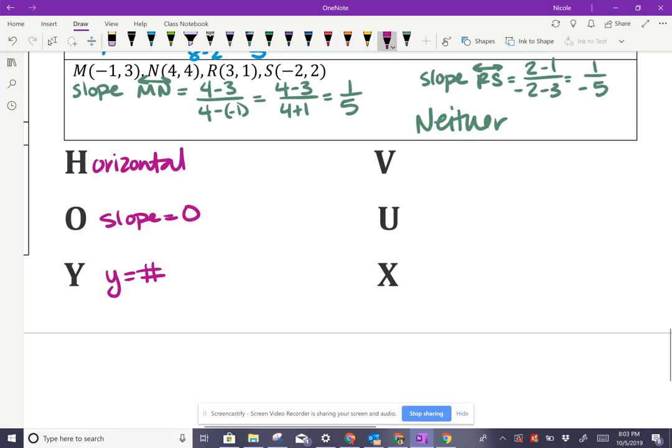Now for the vertical, those are vertical lines. Their slopes are undefined. And their equations are x equals a number. So HOY VUX, HOY VUX. Get in the habit of writing that on a paper so that you remember it. Put it at the top of your quiz, put it at the top of your test. That way it helps you remember, oh, vertical lines have a slope that is undefined. Oh, horizontal lines have an equation that says y equals some number.